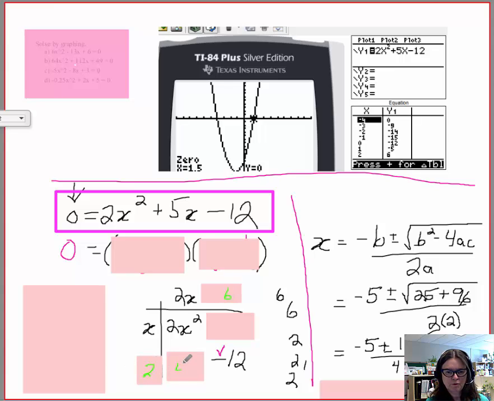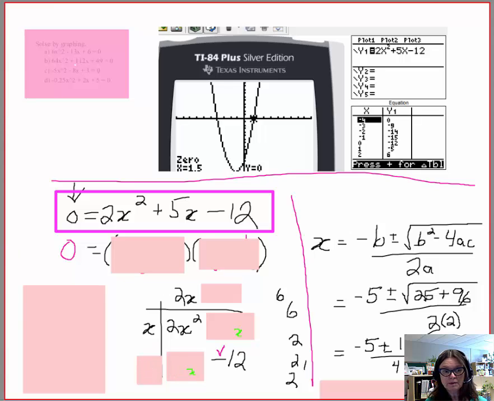A 6 here and a 2 here. That gives me a 4x in this spot and a 6x in this spot. And no matter how I try, I add them, I get 10. I subtract them, I get 2. I can make negative 10 or negative 2, but none of that is positive 5. So I'm going to get rid of all that. I'm going to need those x's, so I'll just leave them there.